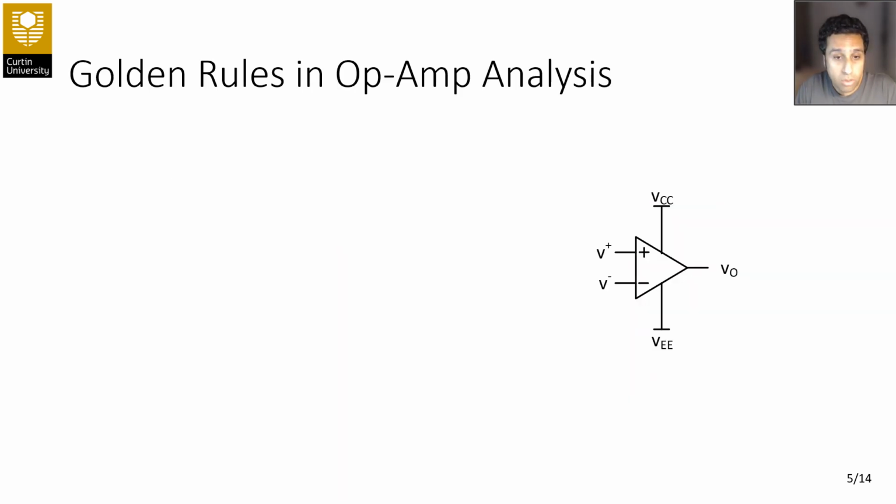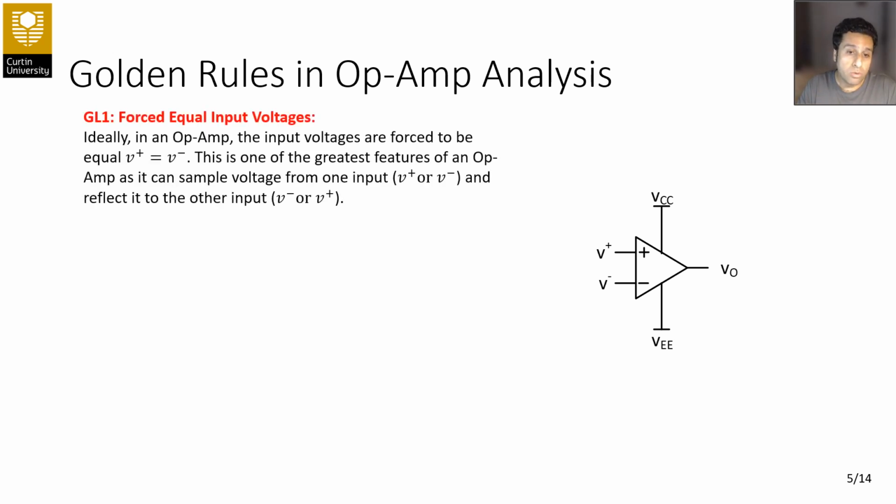Now let's talk about the golden rules in op-amps. The first rule is forced equal input voltages. Basically, all the op-amps like to keep the input voltages, V plus and V minus, equal to each other. And that's a really interesting functionality of this device, because whatever you apply on V plus, you can easily see it on V minus, and in reverse, if you apply something on V minus, it can easily reflect it back on V plus.